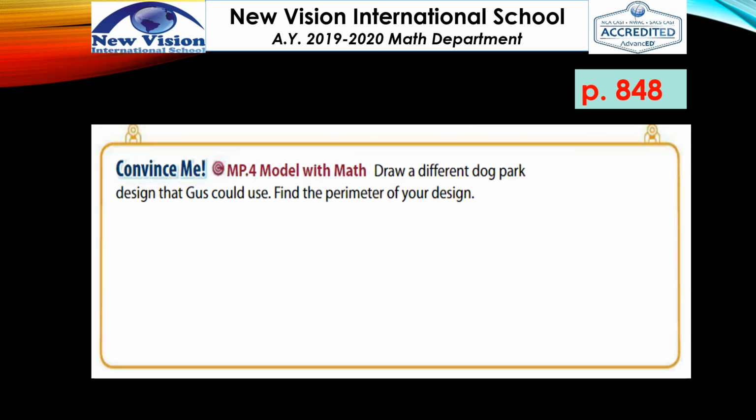Now let's go to the convince me part. We have: draw a different dog park design that Gus could use. Find the perimeter of your design. Ready? Okay, so we can have this drawing, and we have the lengths 9 feet plus 9 feet plus 7 feet plus 5 feet, and that would be equal to 30 feet. Hence, the perimeter is 30 feet.